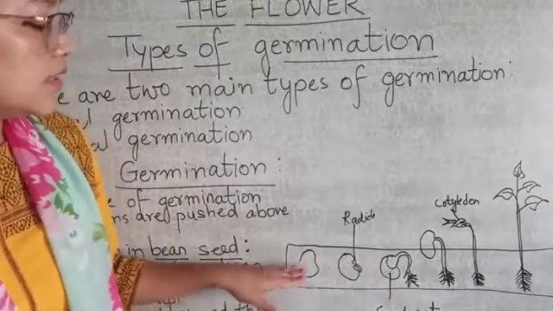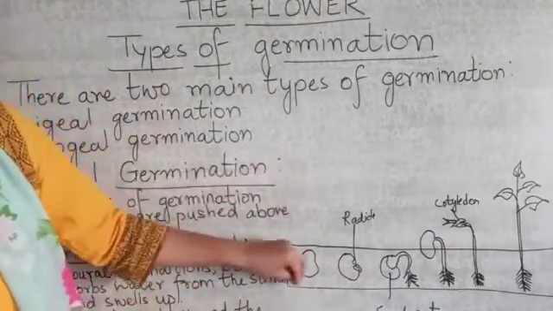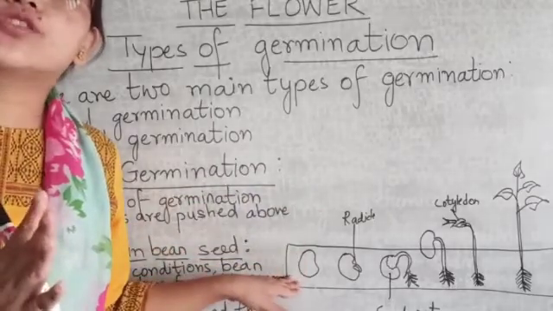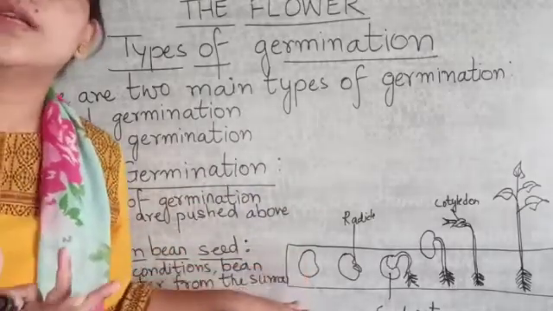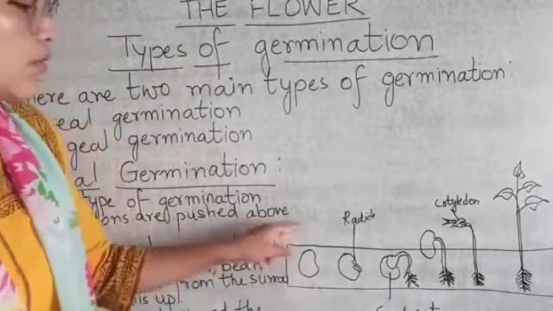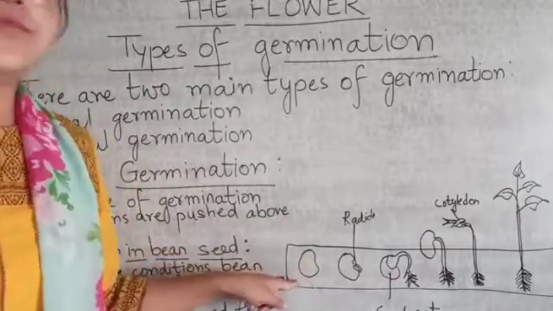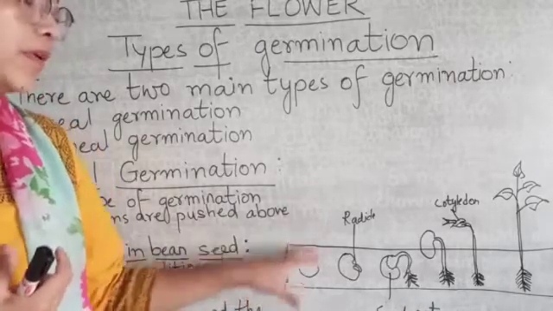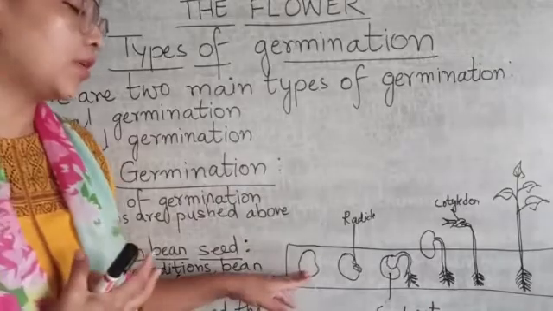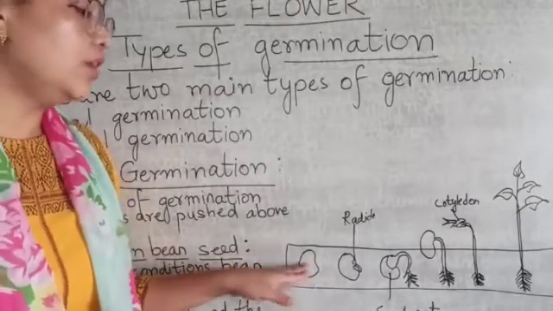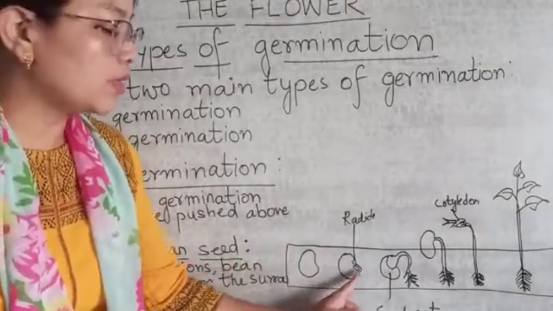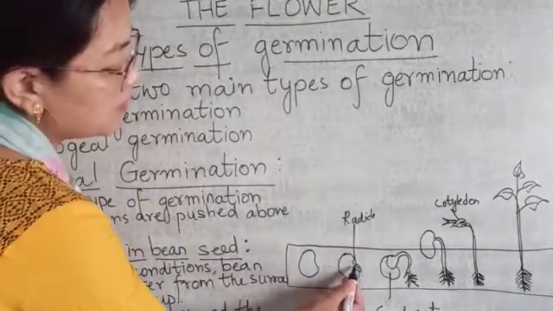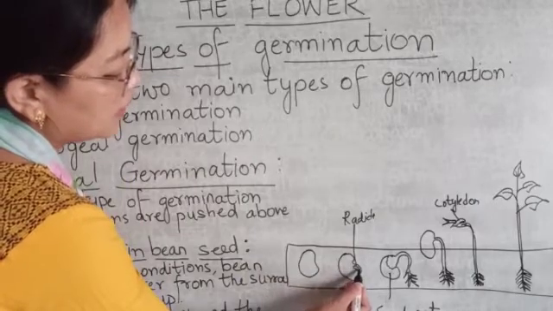So here is the seed. When the seed gets favorable conditions, then it starts germinating, it starts growing. The seed gets water from the soil, then it gets air and a suitable temperature, then it starts germinating. This is the radicle. First, what comes out? The radicle comes out.